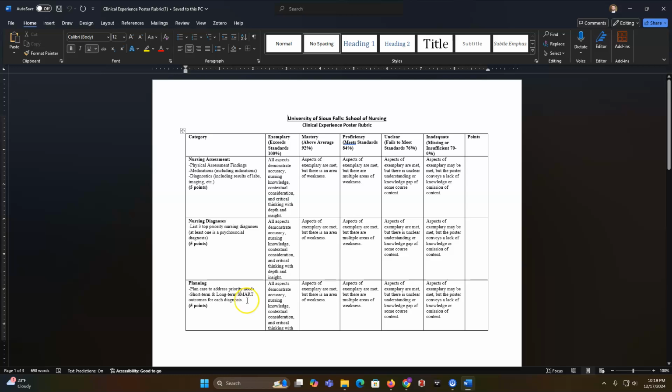Planning, SMART goals. I would like the idea of doing, you've got 6 of these planning outcomes that you're going to have. Make one that's short term and one that's long term for each of your nursing diagnoses in the unit. This is going to have to change depending on your patient, what your patient's needs are, and what services you are providing. But I think it's good for you to think about short-term and long-term.